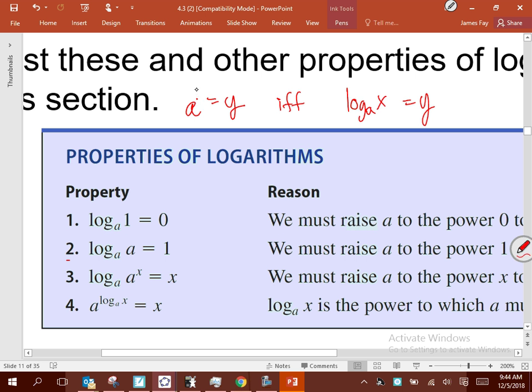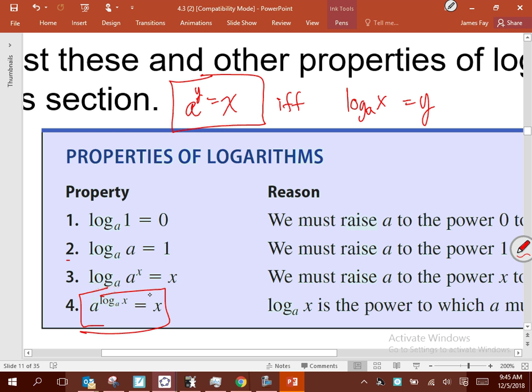A to the y equals x. There you go. All right, so we're starting with this statement there, matching that one. Does that make sense? Okay.